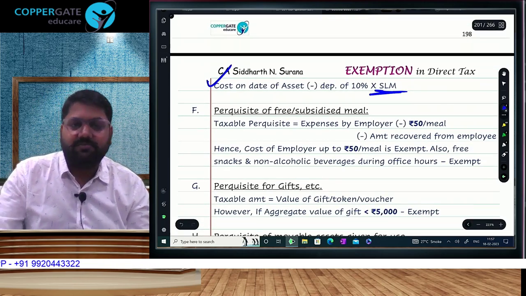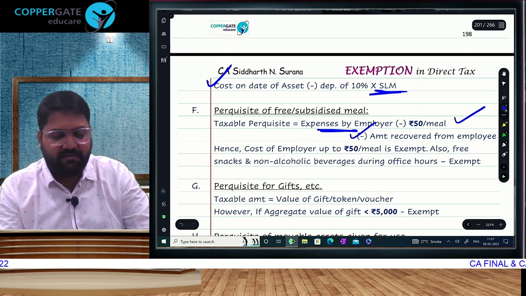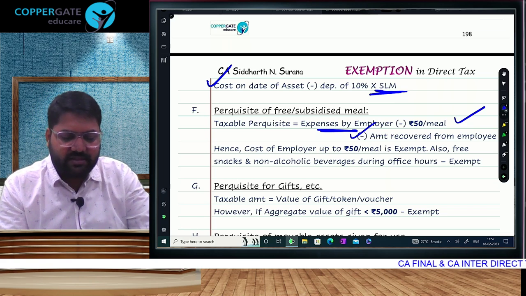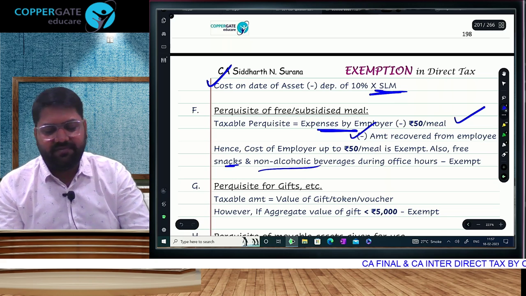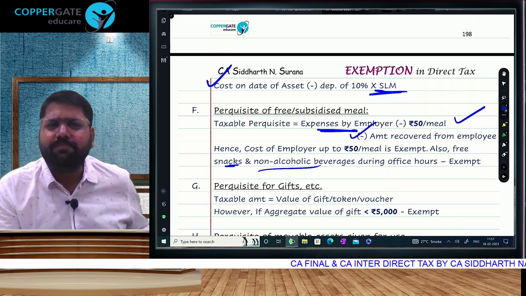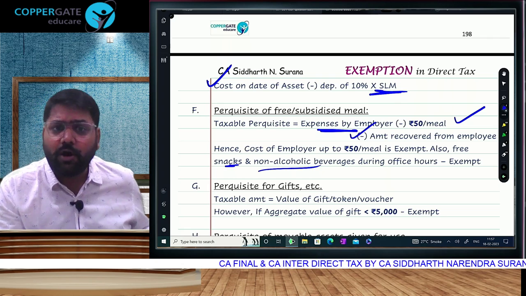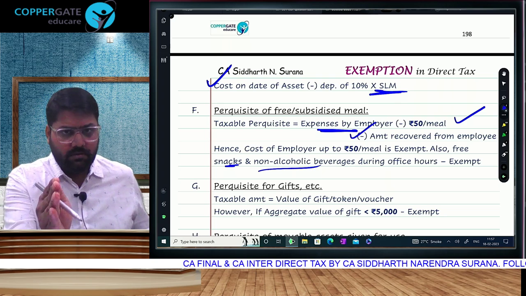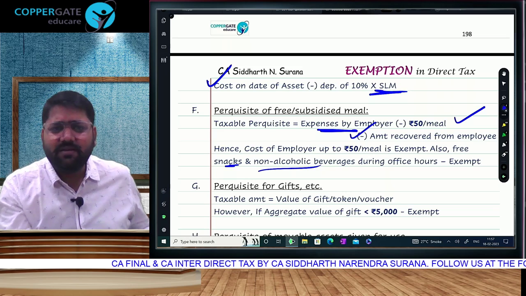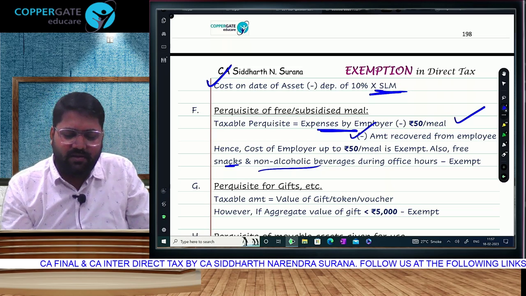Any free or subsidized meal, whatever the boss has paid minus 50 rupees per meal will be exempt, and the amount recovered will be exempt. That means up to 50 it will be exempt. And during working hours, if you are getting snacks and non-alcoholic beverages like tea, coffee, etc., that is exempt. And which employer gives alcoholic beverages during working hours? If you know any employer who gives alcoholic beverages during working hours, I'll give my resume. Who does that? So snacks and non-alcoholic beverages during working hours are going to be exempt.